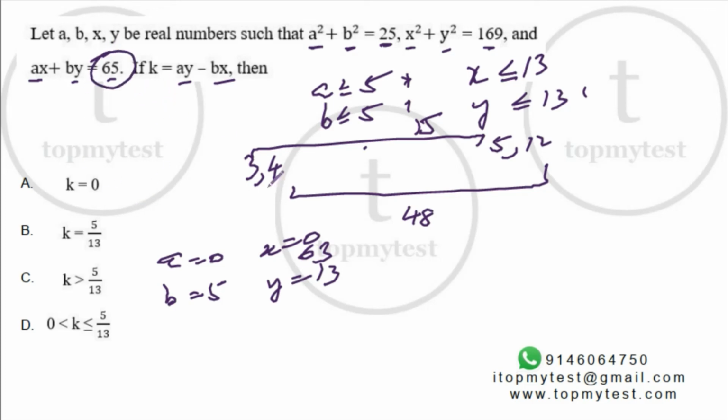Now, the question is, if this is the case, then what will be the value of ay minus bx? Ay will be 0, bx will also be 0, so k will also be 0.